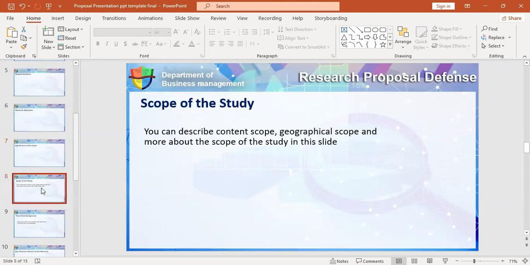Scope of the study. So you must describe who are the group of people that you're going to consider, and what is the geographical area, and what is the time scope. Like that, the scope or the area of your study must be described here.